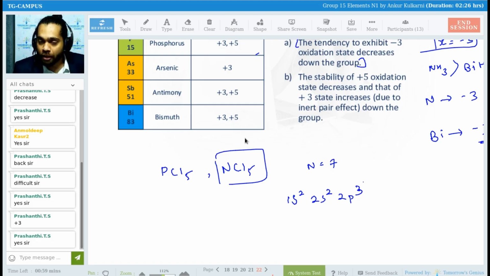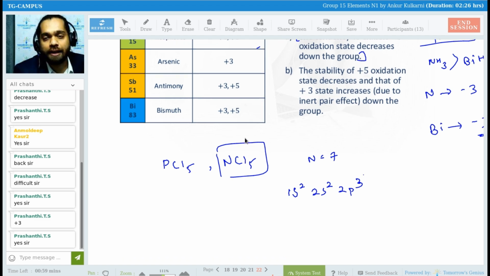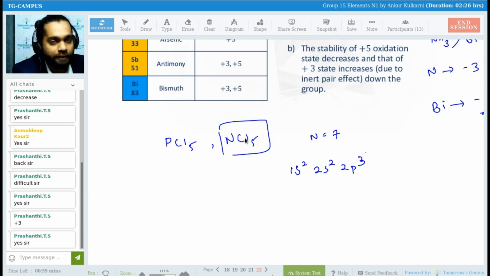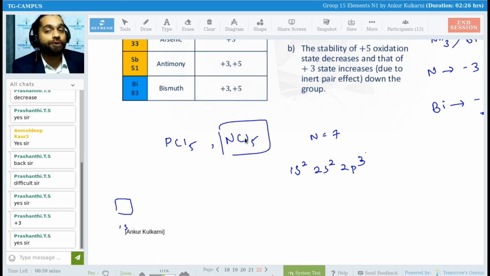After 1s, 2s, 2p, what do we have? Everyone? 3s. We do not have 2d. We do not have a d orbital on the same energy level. So what happened due to that?